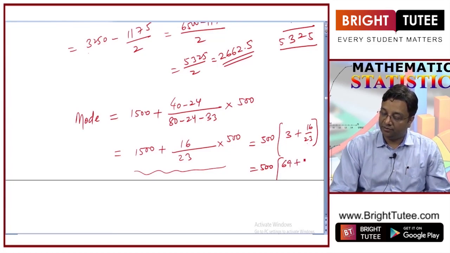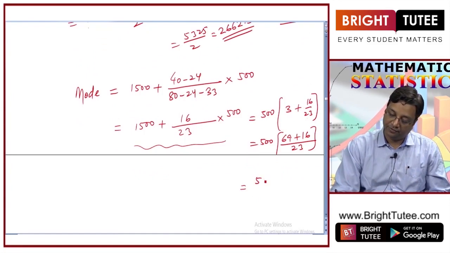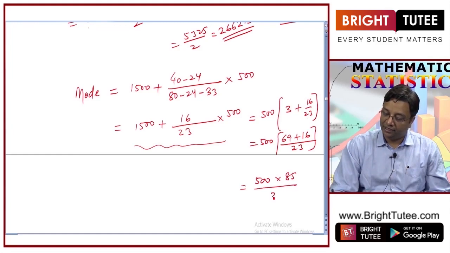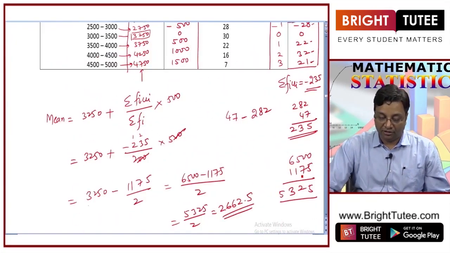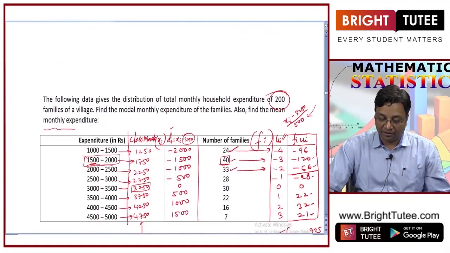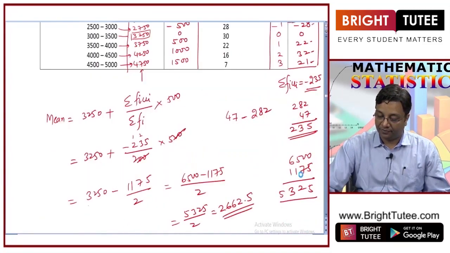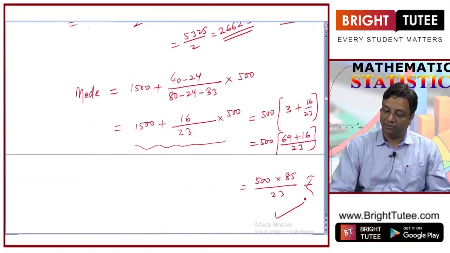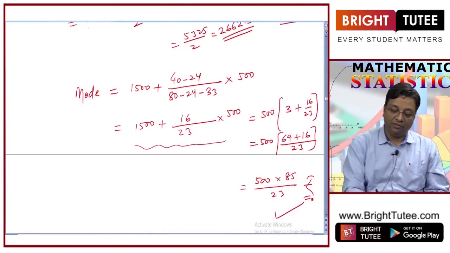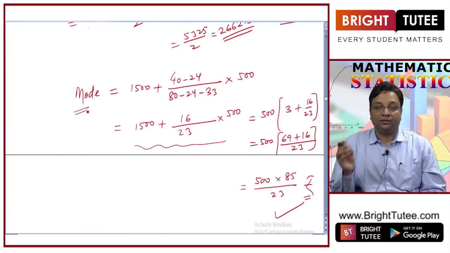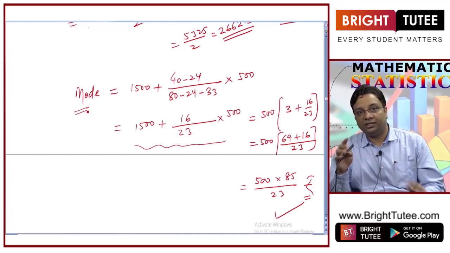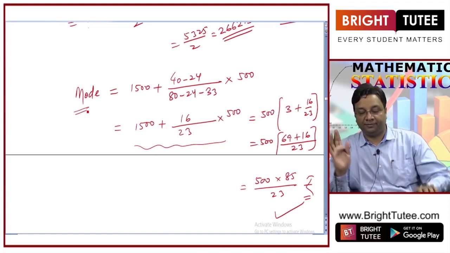So it will be 69 plus 16 by 23. What is 69 plus 16? It is 85 by 23, right? Further, I wanted you to do it yourself. So that will be the modal monthly expenditure in rupees, obviously, right? So this answer will be in rupees. This is how you calculate the mode. You just have to memorize that formula and be aware of the frequency, that the maximum frequency corresponds to the modal class, right?